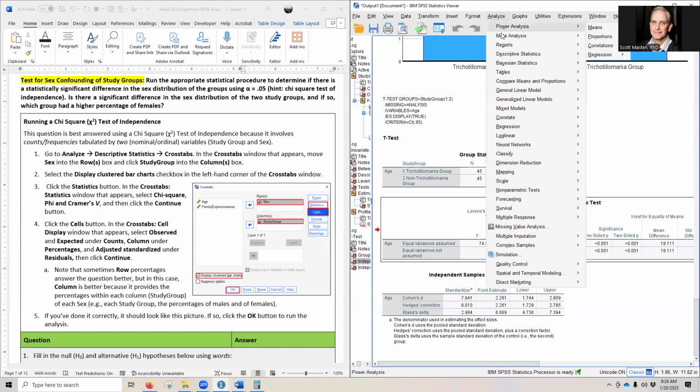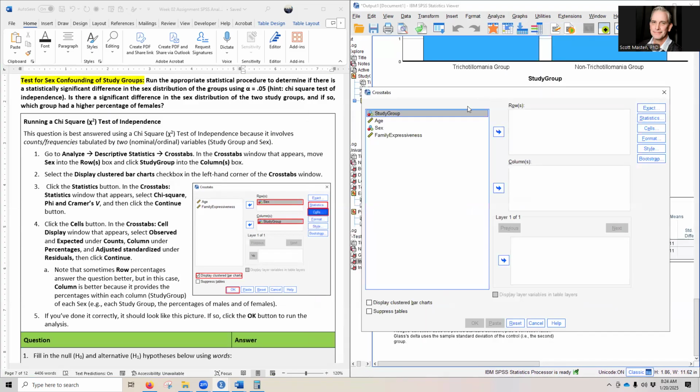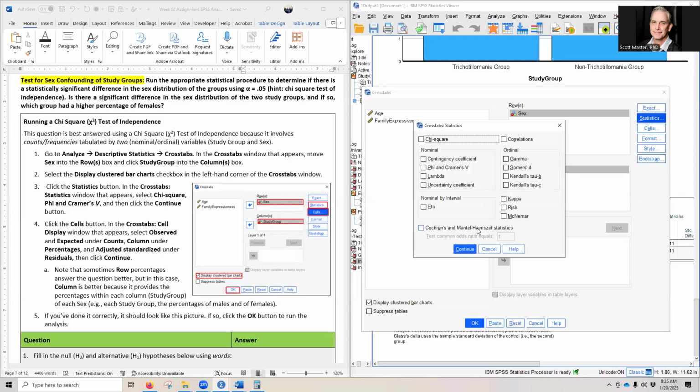To get to that chi-square, we go to descriptive statistics and down to crosstabs. There is no chi-square test of independence menu function. And I give you some specific stats here. Move sex to the rows box. This is just so we all match. And study group to the columns box. Cool. Select the displayed clustered bar chart. So that's down here. Click statistics. Okay. And then under statistics, select chi-square and phi and Cramer's V, which is right there. I think that's it. Click continue.